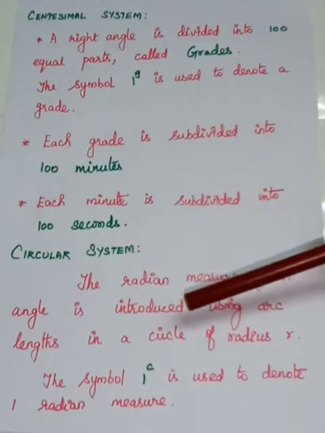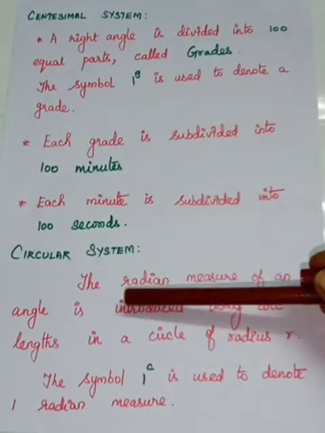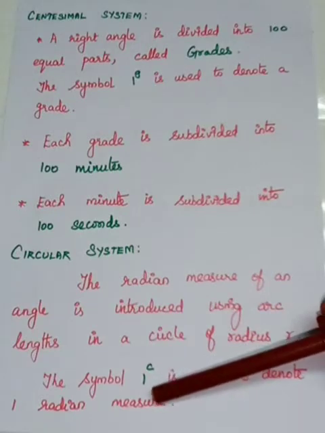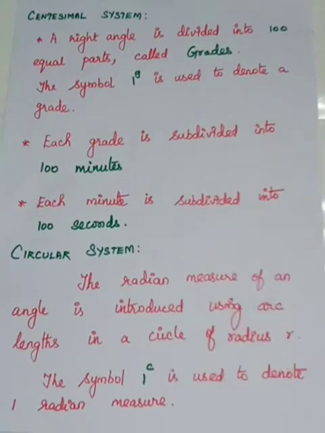The next one is the circular system. These are very important results. We will use this system in many branches of mathematics. The radian measure of an angle is introduced using arc lengths in a circle of radius r. Using the circle and its arc length, we will measure the angle. It is denoted as 1 power c, and 1c is called 1 radian measure.